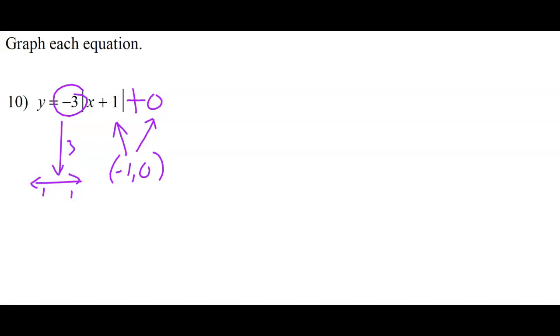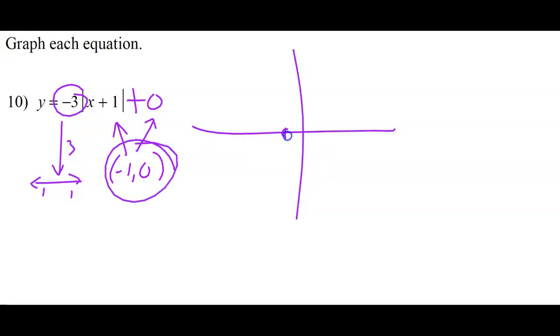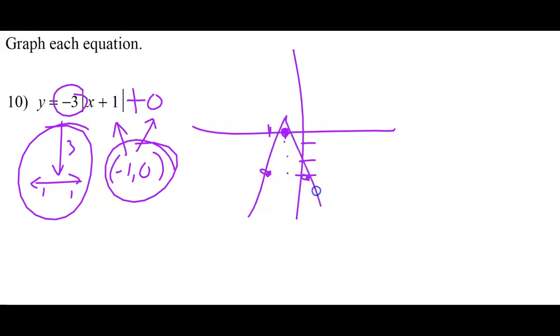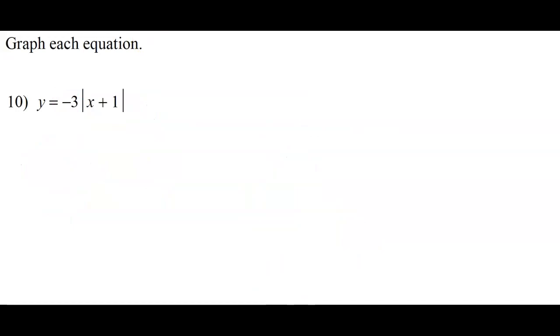Okay, so let's go ahead and begin. Negative 1, 0 is located right there. And then my slope is down 3, left and right 1. So if I go down 3, left 1, put a dot, and right 1, put a dot, we've got our V shape. That's our absolute value graph for that one. Let's move along to number 12.